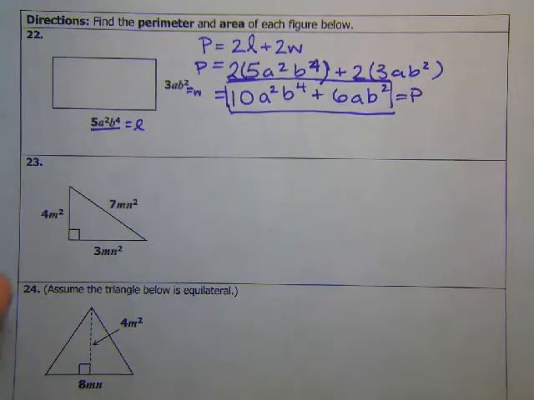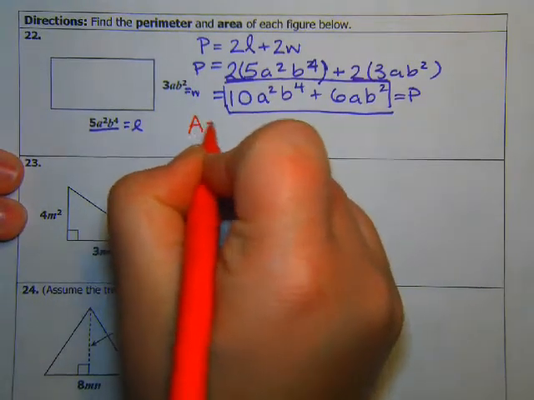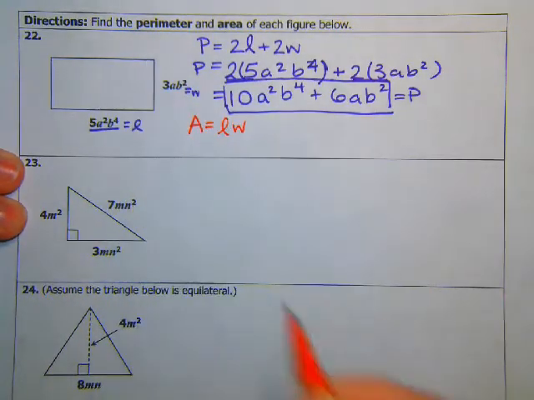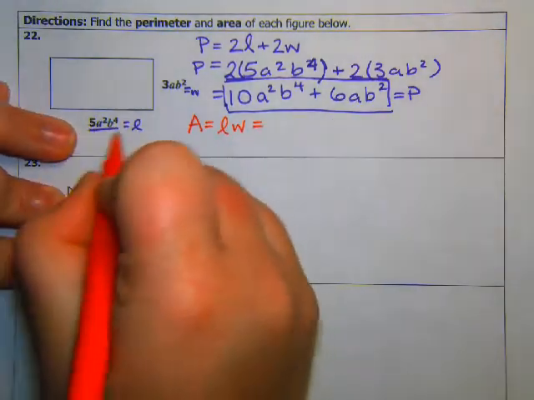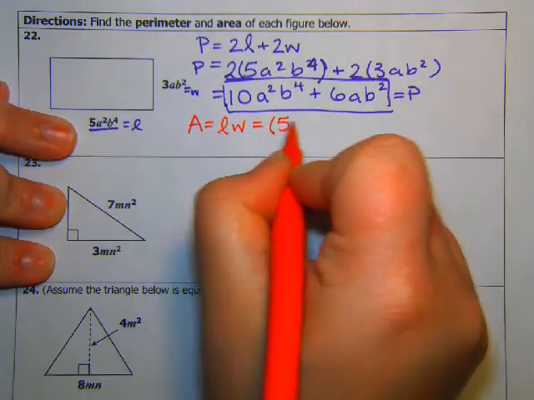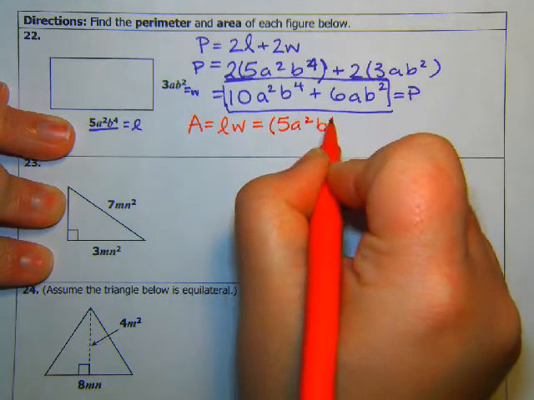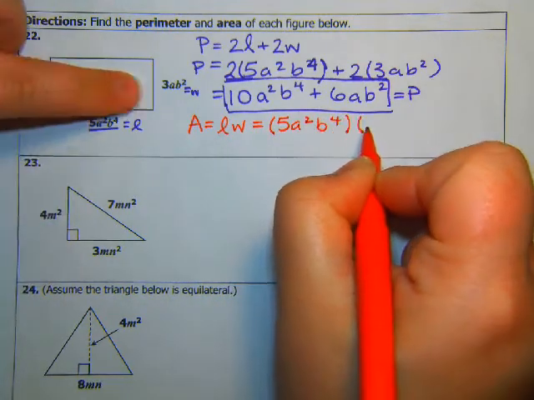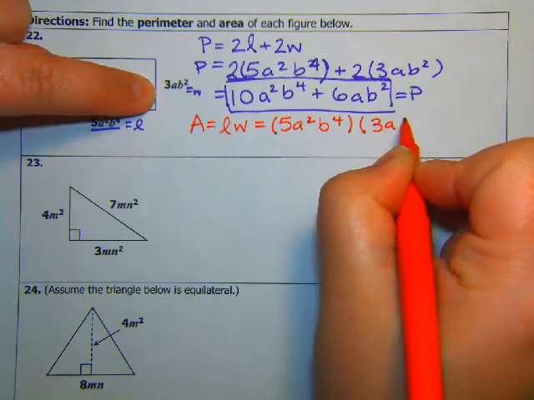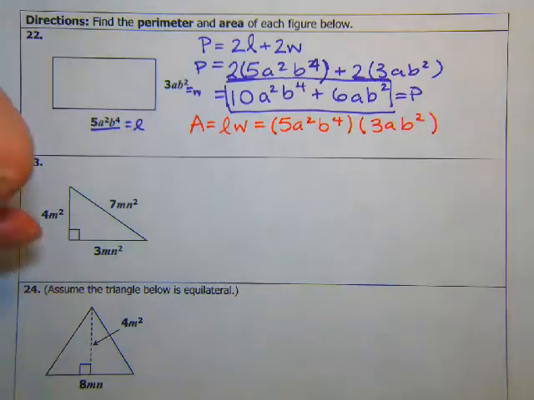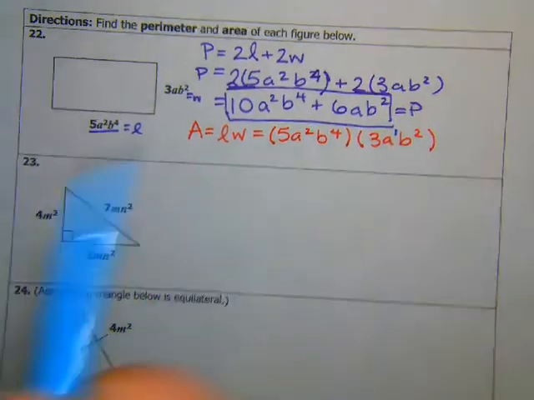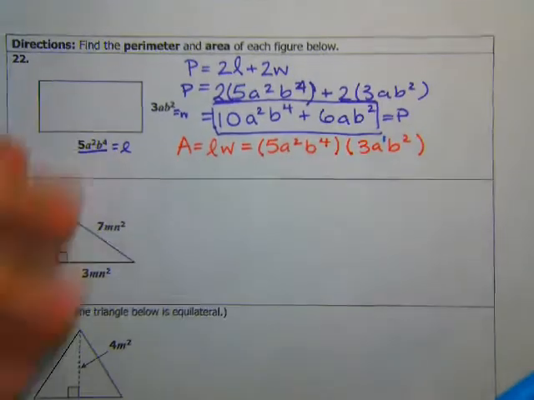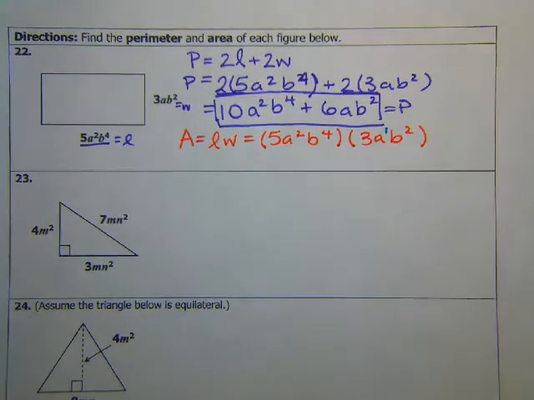Okay, and then for area is length times width, or base times height. Again, that's fine. And in this case, again, I made this length, so that's 5a squared b to the 4th, and then 3ab squared. Okay, and what I'm going to do is I'm going to add here that this a has a little 1 there, even though it doesn't have it explicitly. That's what it implies, right?